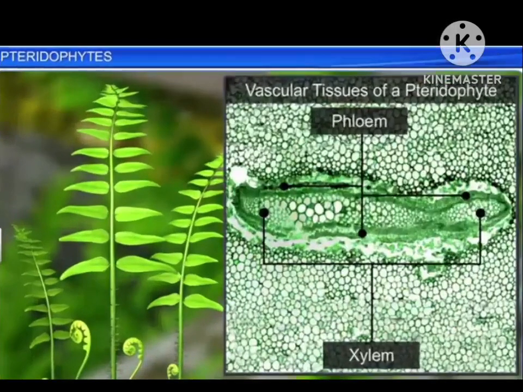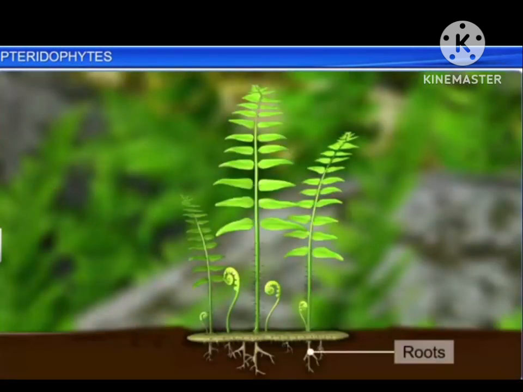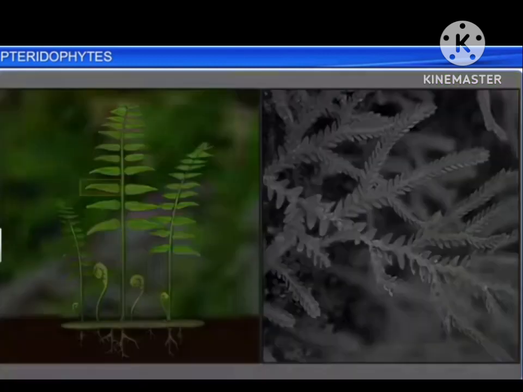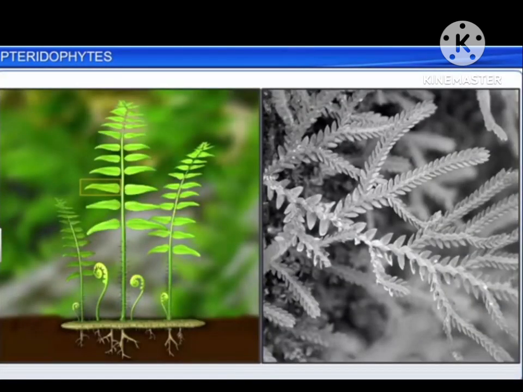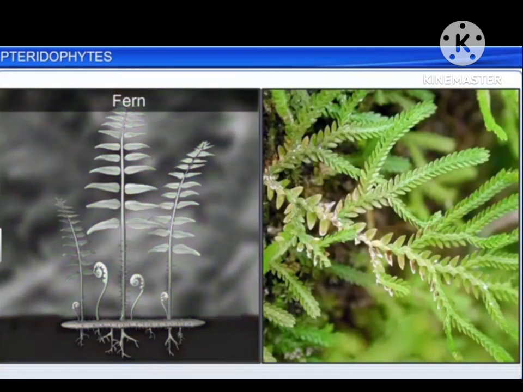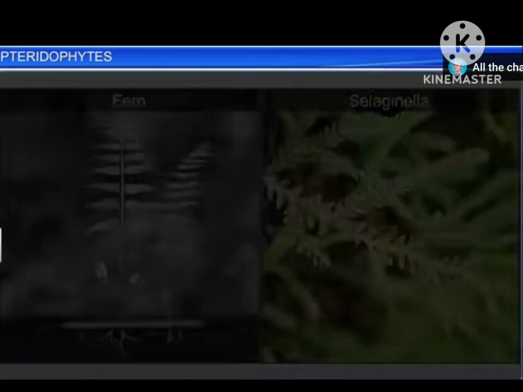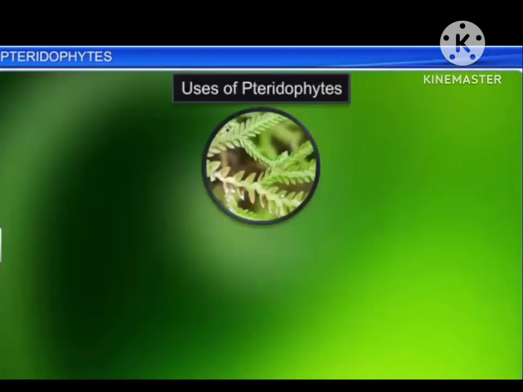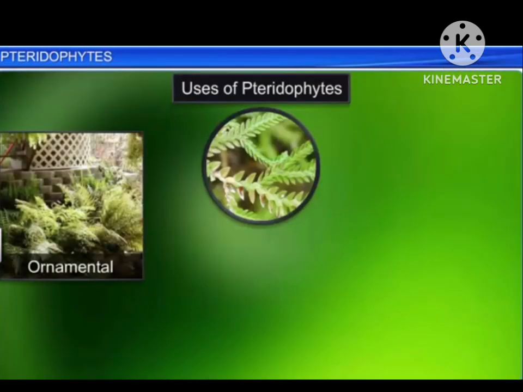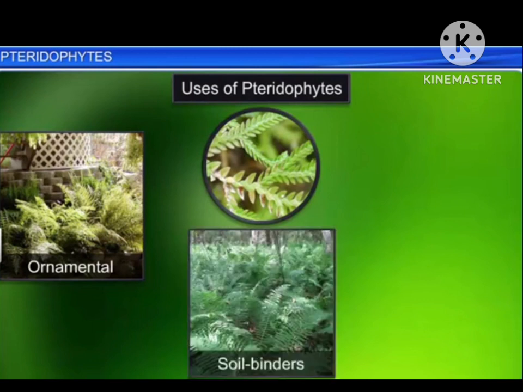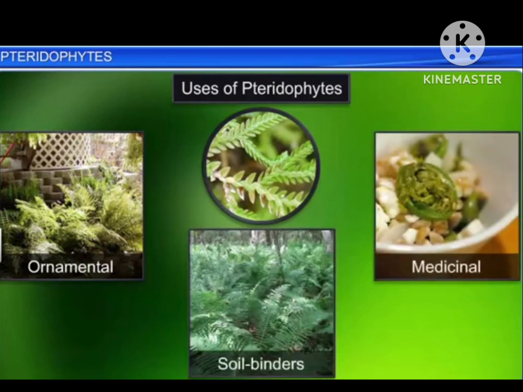Pteridophytes hold an important place in plant evolution, as they were the first terrestrial plants to possess vascular tissues and true root, stem and leaves. The leaves of a pteridophyte are large as in ferns or small as in the case of Selaginella. Pteridophytes are widely used as ornamental plants, soil binders, and for medicinal purposes.